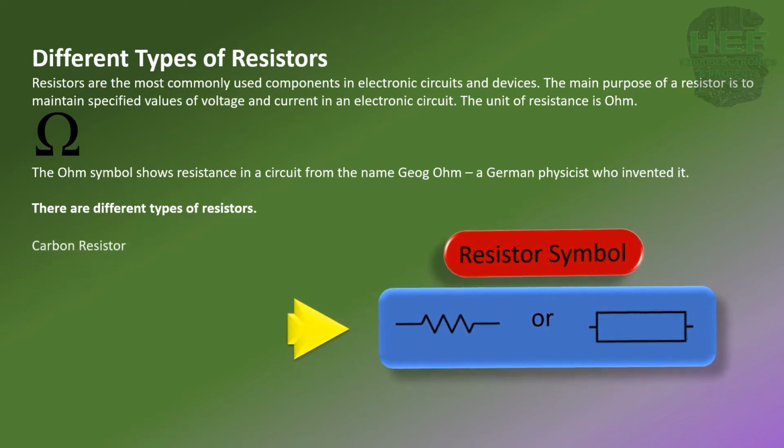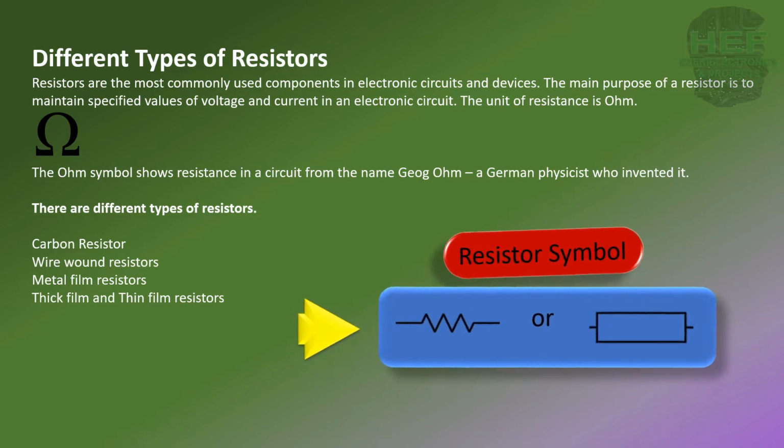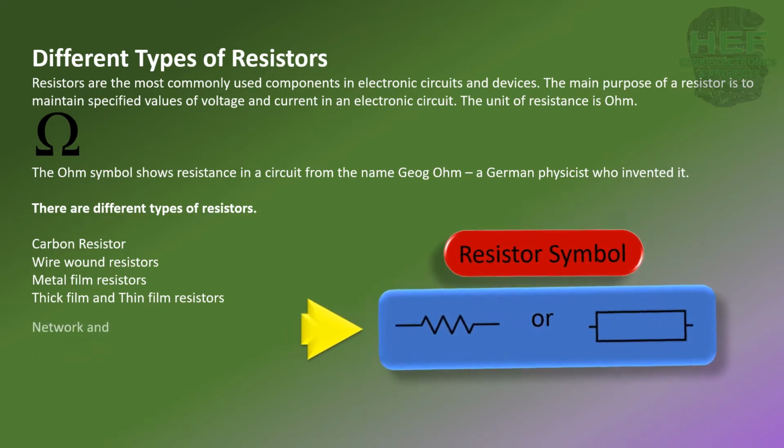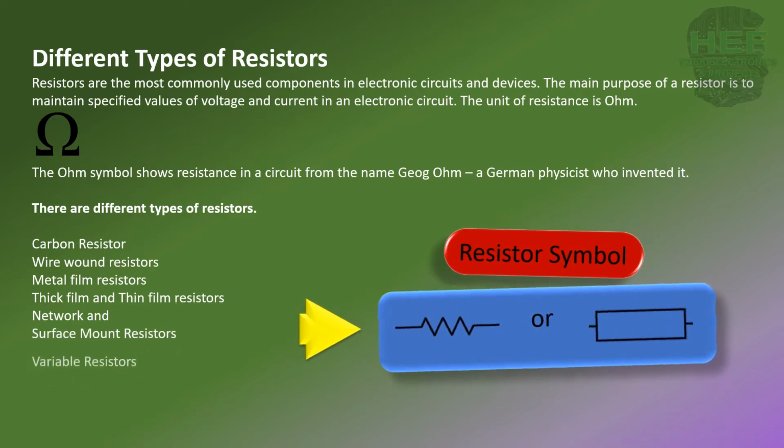Carbon type resistor, wire wound, metal film, thick film and thin film, network resistor, surface mount resistors, variable, and special resistors.